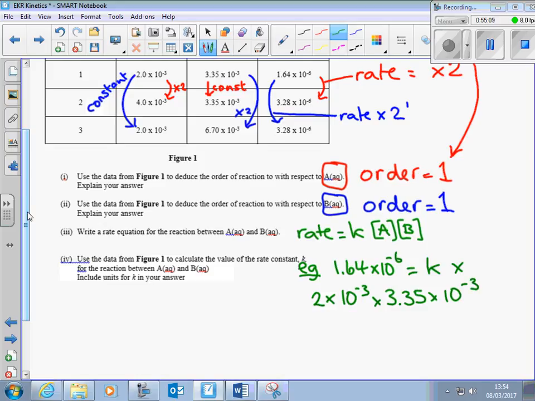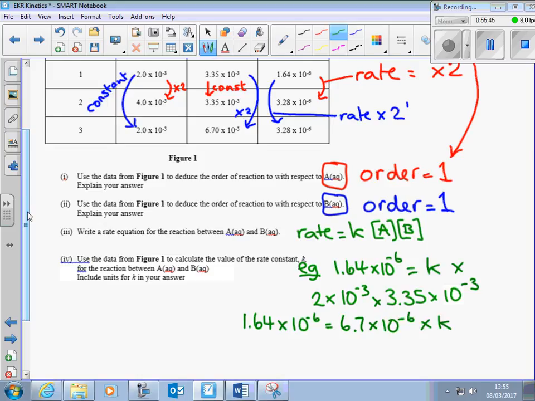So that last bit is actually really easy to work out, isn't it? What's 2 times 10 to the minus 3 times 3.35 times 10 to the minus 3 without using a calculator? It certainly is. Well done. 6.7 times 10 to the minus 6. So 1.64 times 10 to the minus 6 equals 6.7 times 10 to the minus 6. And I missed the k out, so I'll stick that on the end.